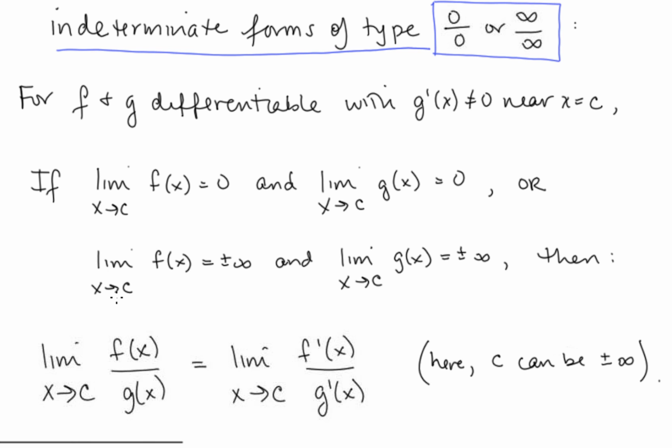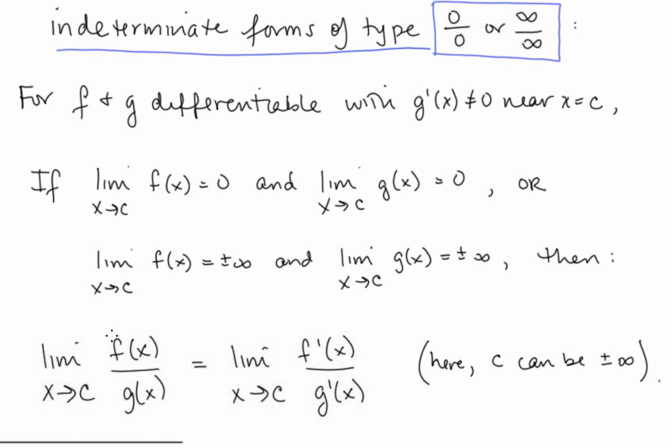Or if the limit as x goes to c of f of x is positive or negative infinity and the limit as x goes to c of g of x is positive or negative infinity, that means we have an infinity over infinity situation here. Then L'Hopital's rule says that these two limits are the same. So we could take the limit of f prime of x over g prime of x, and that'll give us the same limit.